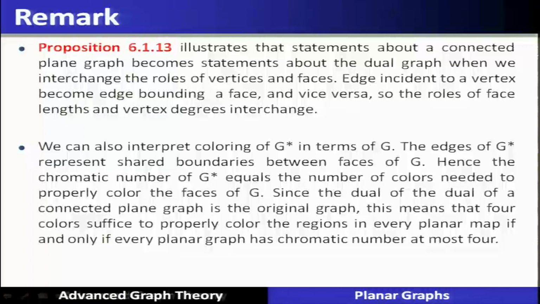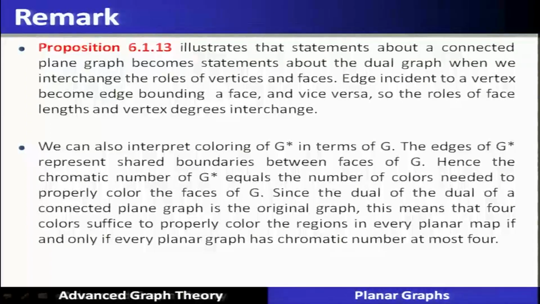So proposition 6.1.13 illustrates that a statement about the connected graph becomes a statement about the dual graph. When we interchange the roles of the vertices and faces, the edge incident to a vertex becomes the edge bounding a face, and vice versa. So the roles of face lengths and vertex degrees interchange. We can also interpret the coloring of the dual graph in terms of G.